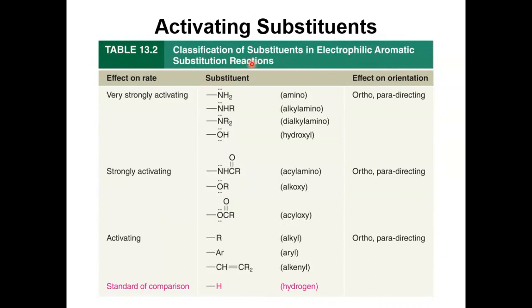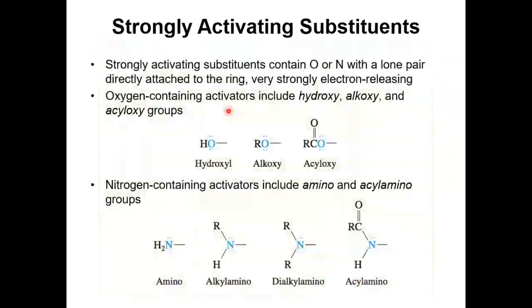To be more specific, all those strongly activating or very strongly activating groups have a lone pair bearing oxygen or nitrogen atom directly bound to the ring. And that's actually important. Why are they so strongly activated? Because oxygen and nitrogen can give a lone pair to the ring and increase electron density. We will see later on.